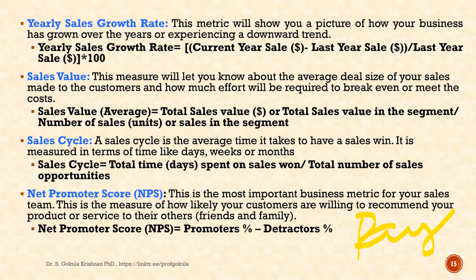So how is the payback period going to be calculated? It is in the sales. This is one metric, the sales value metric: the average, the total sales value in the segment divided by the number of sales or units in that particular segment. So the total number of products sold gives the average sales.